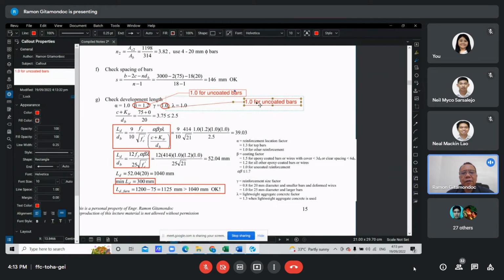Delete this, it should be 0.8. This is 0.8 for 20 mm diameter and smaller.